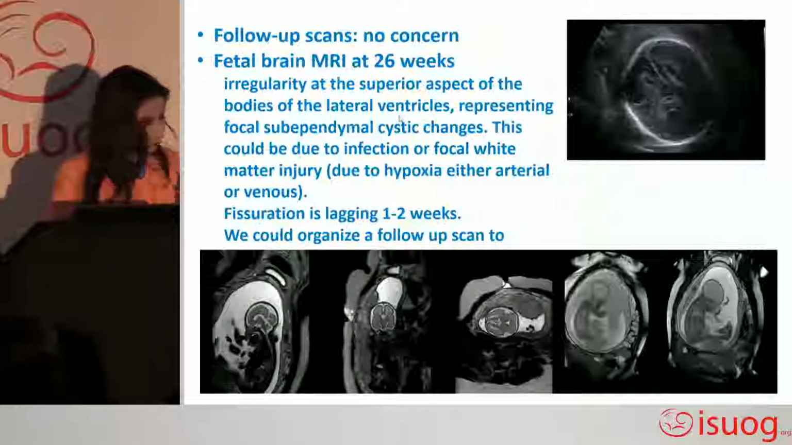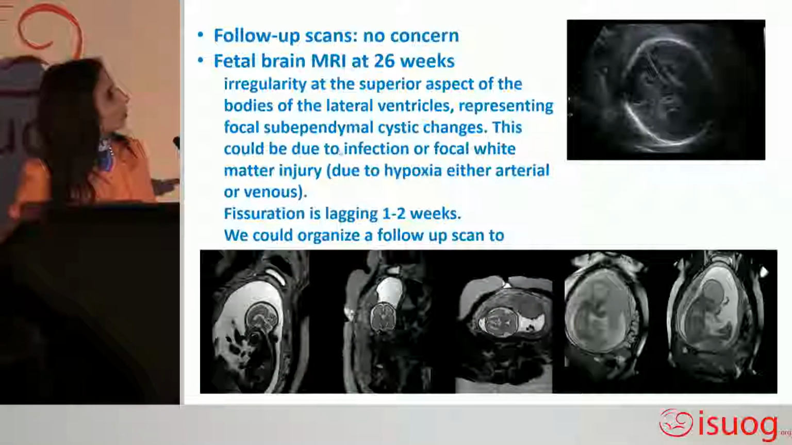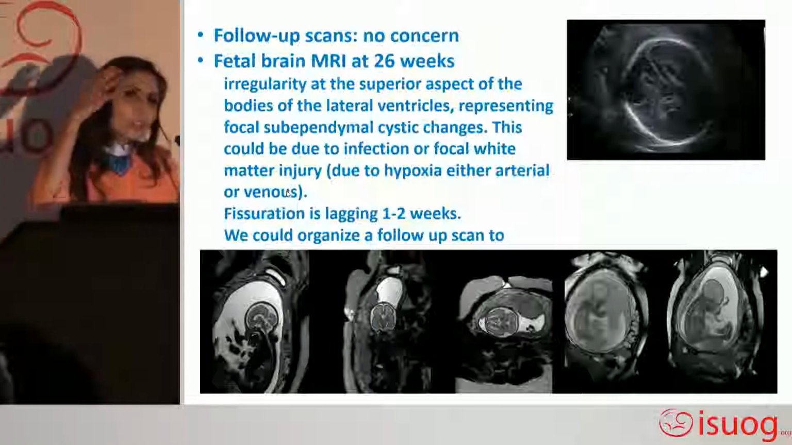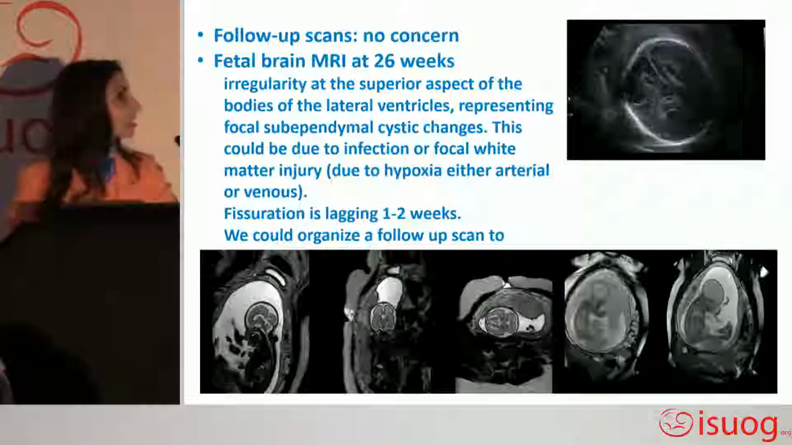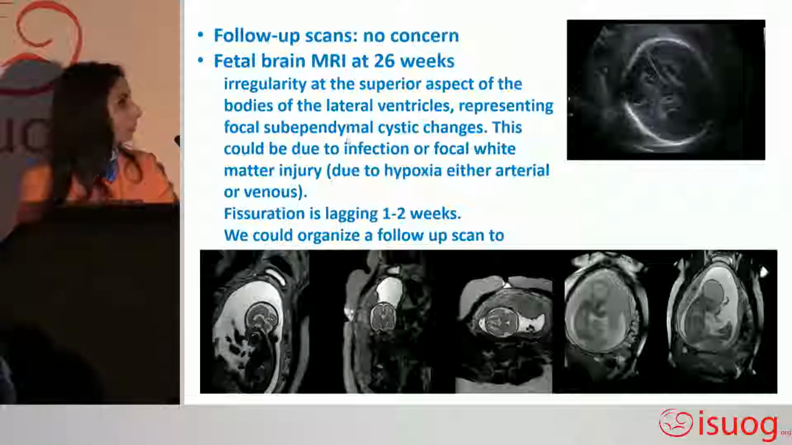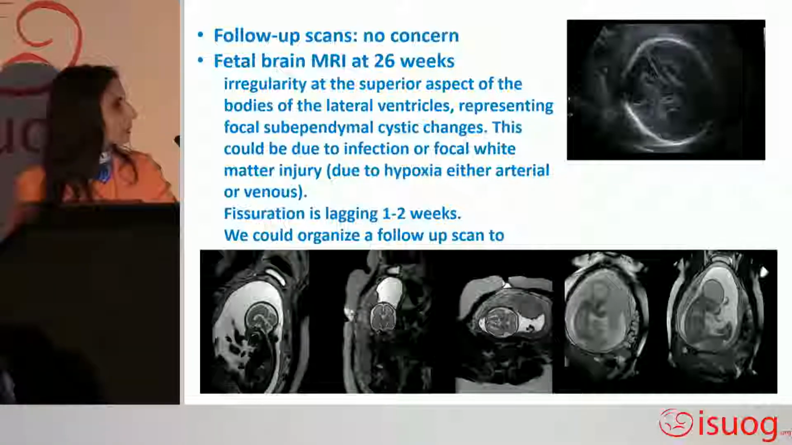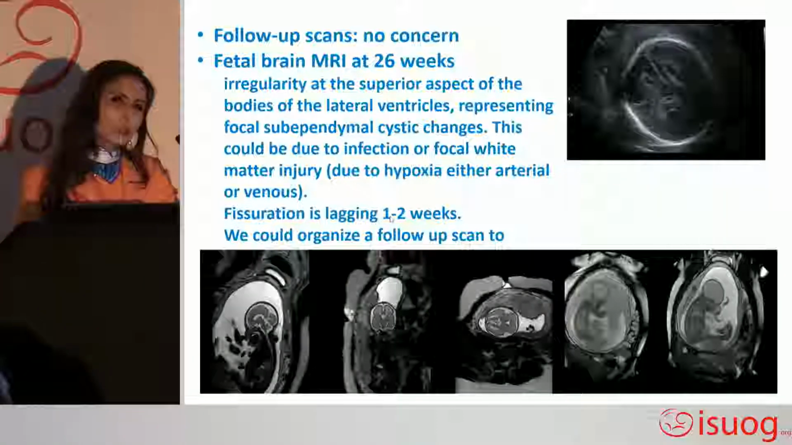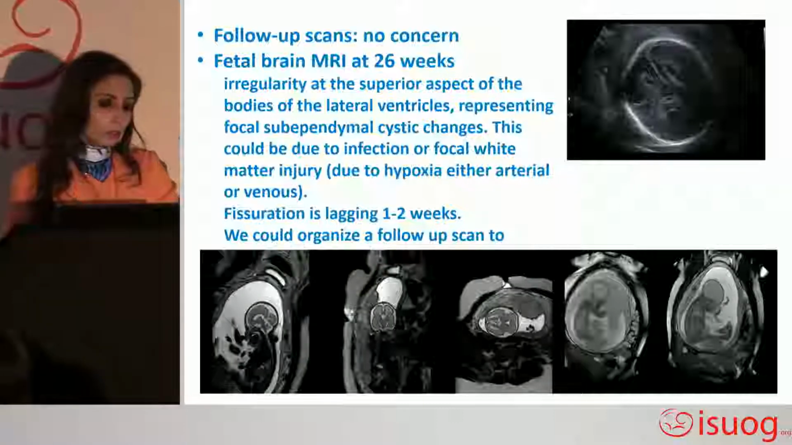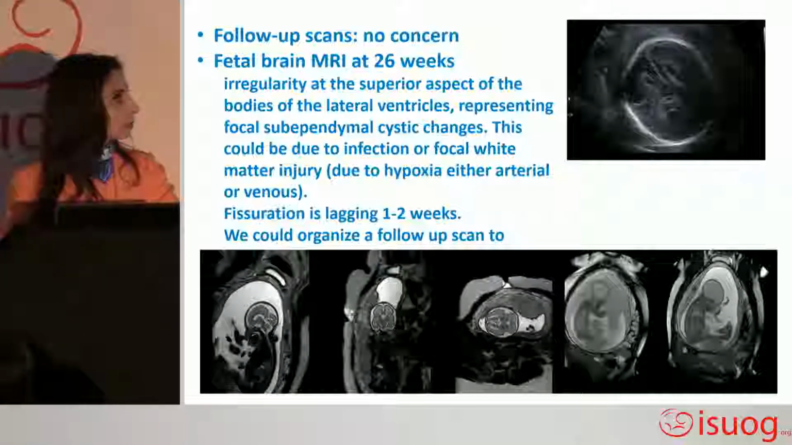Oh, lovely, thank you. So there were focal subependymal cystic changes, and the MRI did not really know the background of the TTTS, and therefore they said, oh, it could be infection, it could be white matter injury because of hypoxia. The fissures were lagging by 1 to 2 weeks, but that's not unusual to see in twins where maybe one baby is smaller than the other. And the MRI said, well, we could do a follow-up scan if you want to.